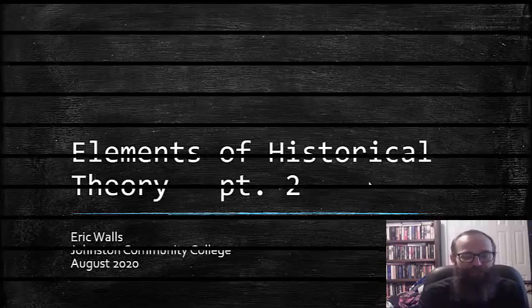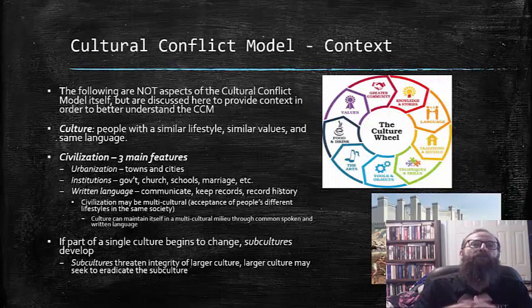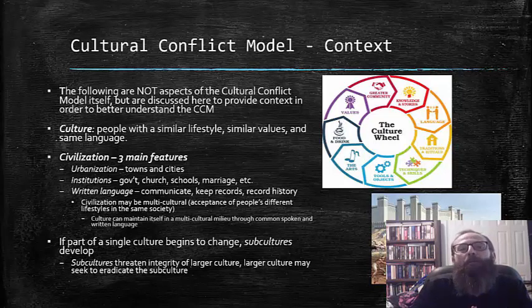Let's dive right in. So the next element of historical theory I want to discuss with you is what is known as the cultural conflict model. Now, before we get into the specifics of this particular element, we need to define what we mean by culture and also what we mean by civilization when we use that term.